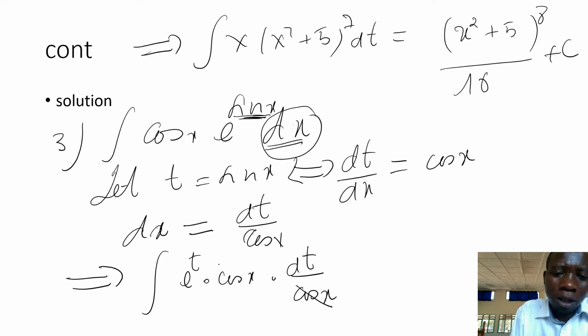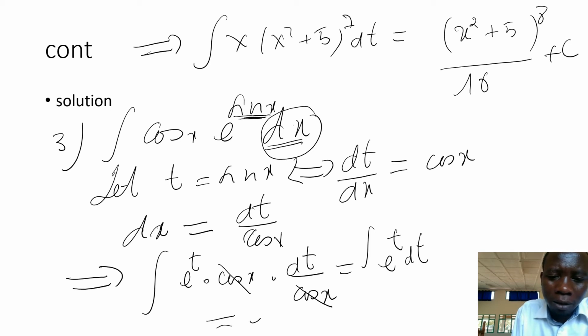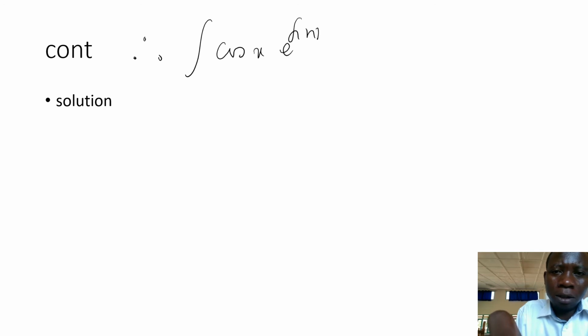I simplify cos and cos, I remain with the integral of e power t dt. Remember that the integral of e power t remains e power t plus c. So therefore the integral cos x e power sin x dx is equal to e to the power sin x plus c.